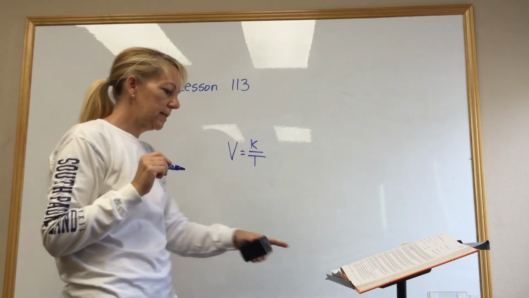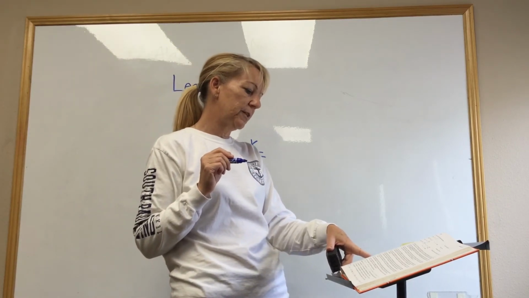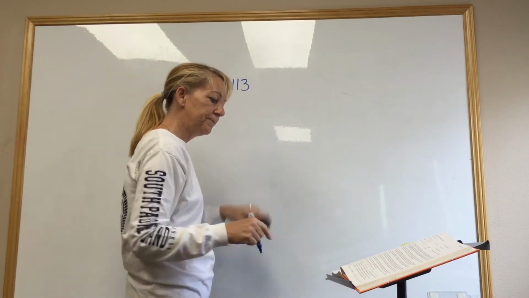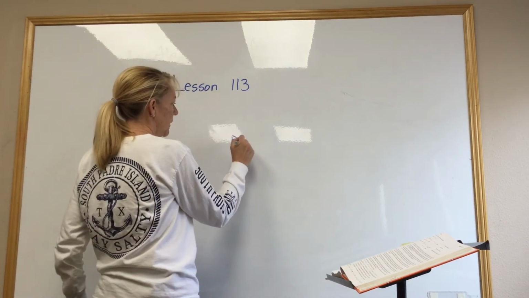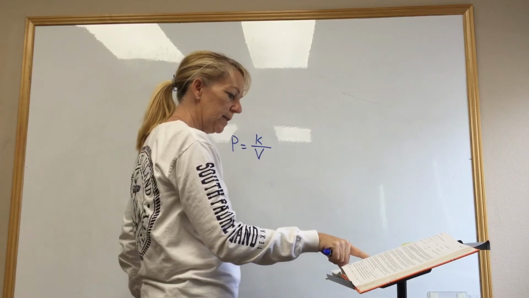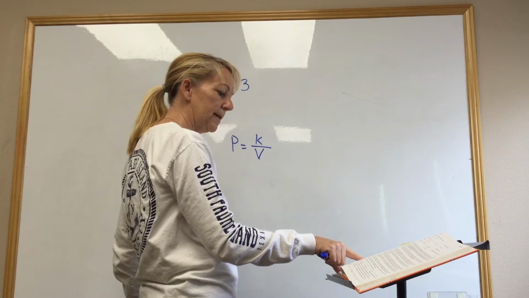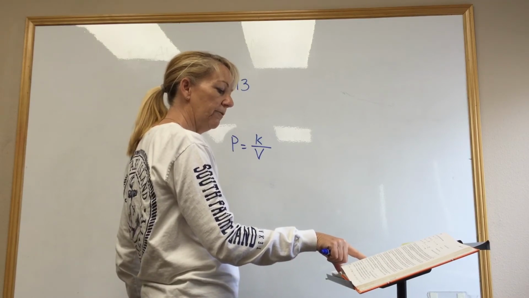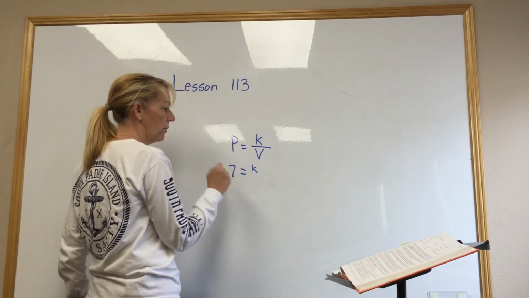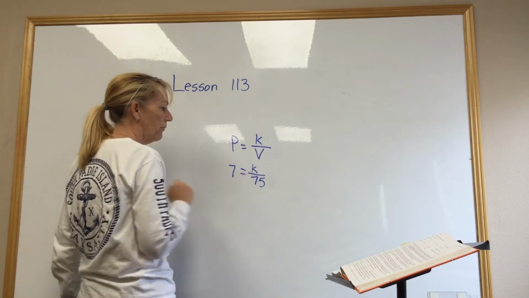So let's look at this example they give you. Under certain conditions, the pressure of a perfect gas varies inversely to the volume. I'm on example 113.4. So pressure is going to vary inversely to volume. And then it's going to give me some numbers. When the pressure of the quantity of gas is 7 pascals, the volume is 75. So if the pressure is 7, my constant is what we're solving for, my volume is 75. So we're going to solve for K.